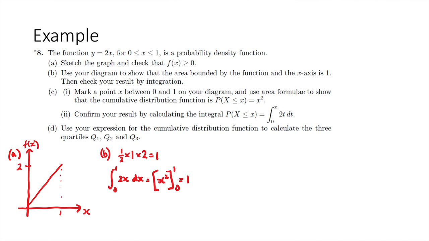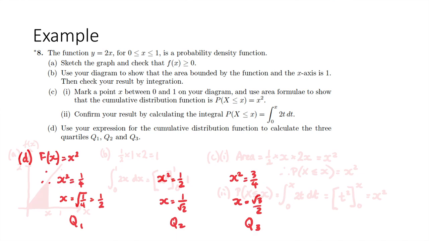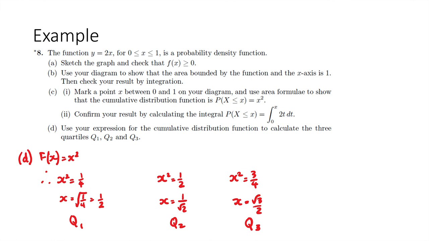I want to mark a point x on the diagram. And I'm using the area formula to show what that cumulative distribution function is. So I'm just showing that this area, if I put a general point x, I can show that it's this. And then finally, if we're trying to find the quartiles, you get the cumulative distribution function again, and you put it equal to 1/4 for the first quartile, equal to 1/2 for the second quartile, and equal to 3/4 for the third quartile. Okay? And then solve that for x.